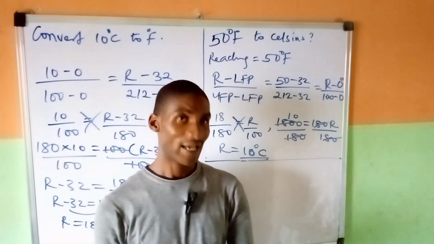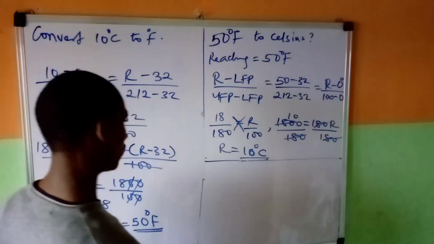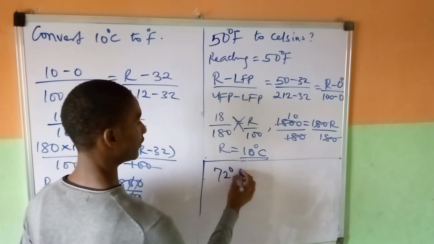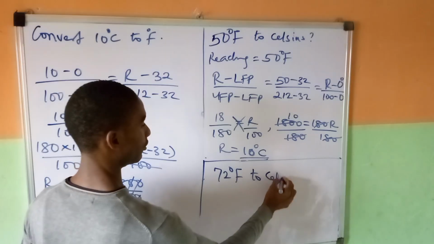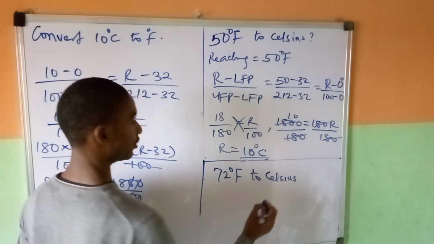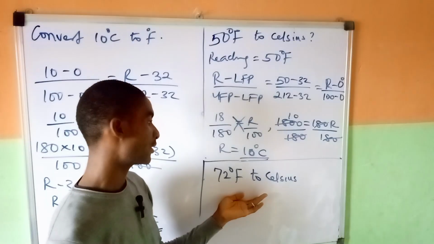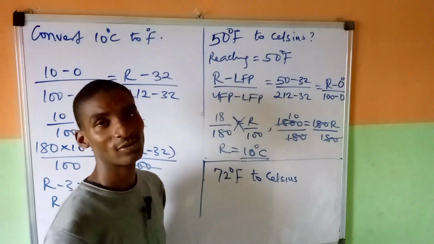Let me give you this assignment as you go. Convert 72 degrees Fahrenheit to Celsius. Go into the comment section and answer the question. Drop your answers in the comment. I'll be there to check it out.